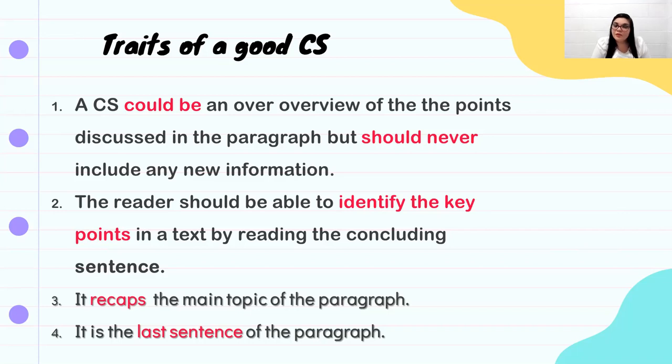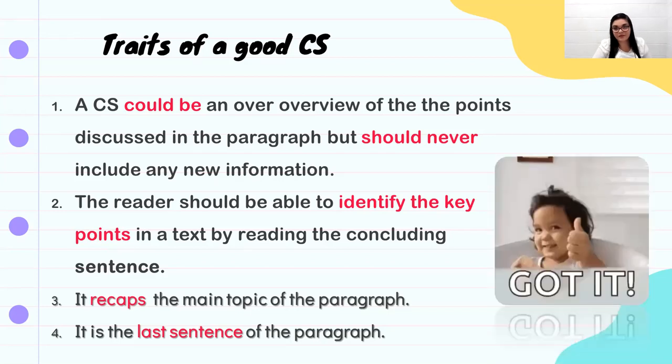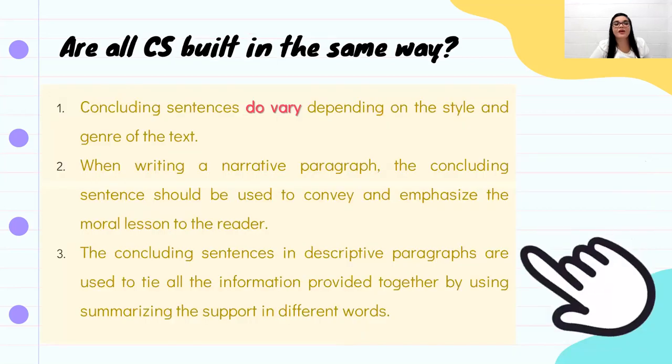The reader should be able to identify the key points in a text by reading the concluding sentence. That's why it is so important that it resembles the topic sentence. It recaps, in other words, the main topic of the paragraph at the end. And it is the last sentence of the paragraph. If we follow a logical order, we will have the topic sentence, the discussion, and finally the concluding sentence. Right? If you got it, let's continue.